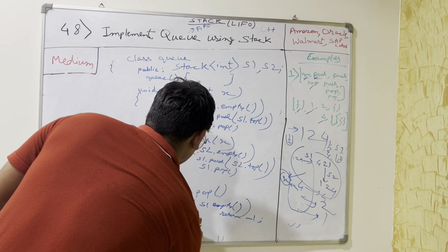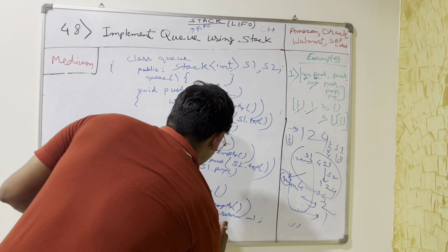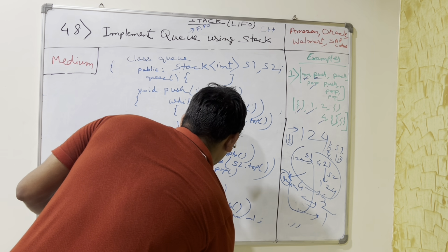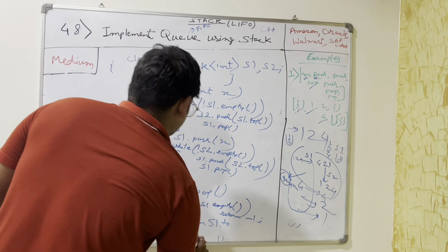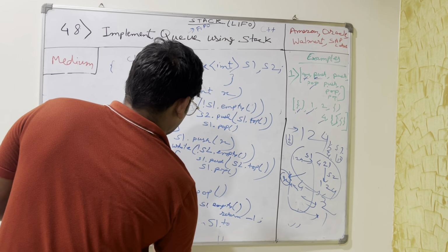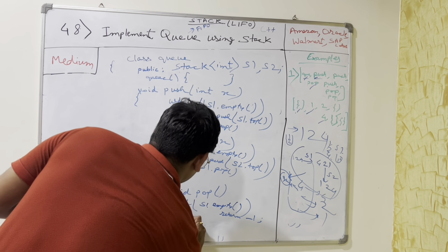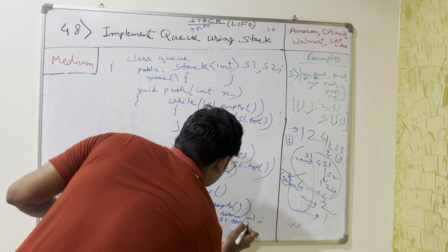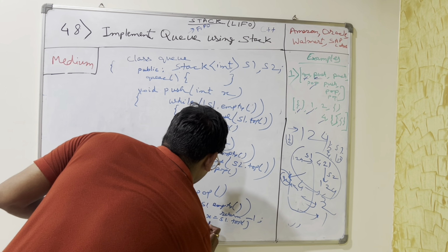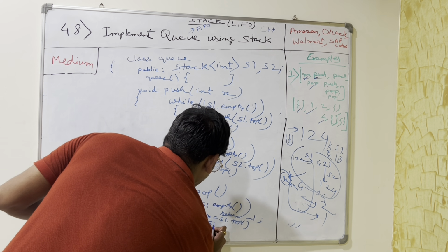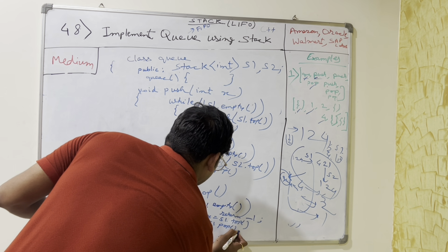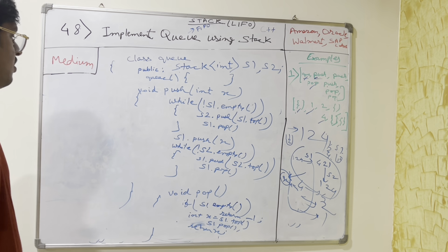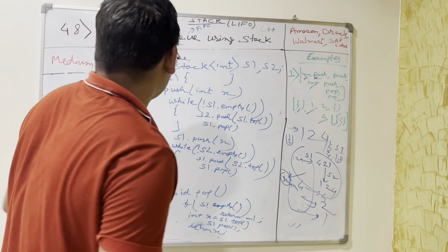Else we return S1 dot top. So we will pop out: int x is equal to S1 dot top, and return x. S1 dot top, S1 dot pop, and return x. Got it? Let's try running this.